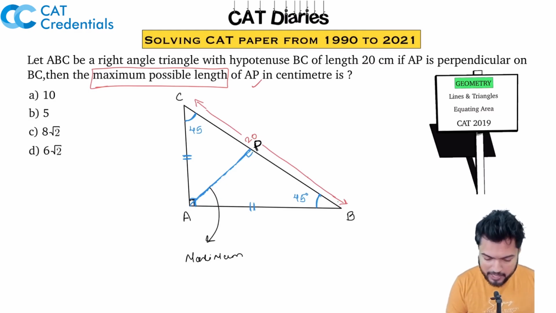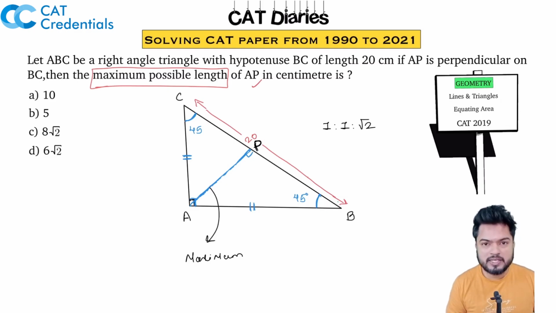What do I know? I know this is a 45, 45, 90. So what do I know about the ratio of the sides? 1 is to 1 is to root 2 is the ratio of the sides. Okay, that is something that you need to know. 30, 60, 90, 1 is to 2 is to root 3. 45, 45, 90, 1 is to 1 is to root 2. Okay, because they will always ask you.